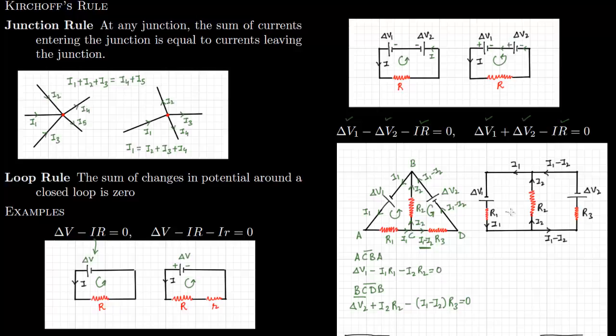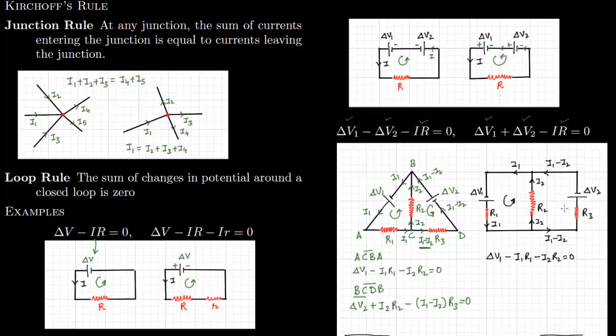So first worry about this loop. So let us give it orientation like this. You start with delta V1 minus, so I1 is in the same direction as this loop. You get minus I1 R1, then again I2 is in the same direction as this loop I have drawn going up. So you have minus I2 R2 is 0.